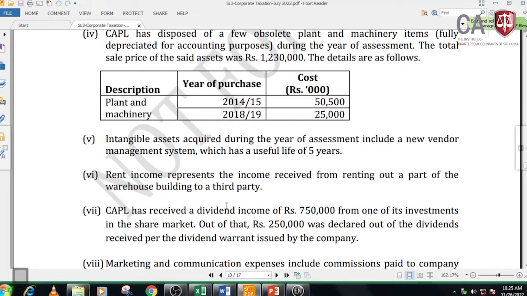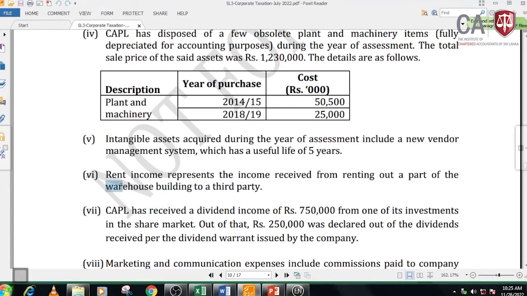Next adjustment is the rent income. Represents the income received from renting out a part of the warehouse building to third party. Now my rent income. Now what you have to do? You have to determine whether this is effectively connected to the business or whether this is the investment income. Then it is given warehouse, a part of the warehouse building to third party. Then warehouse is what? We are being a manufacturing company.